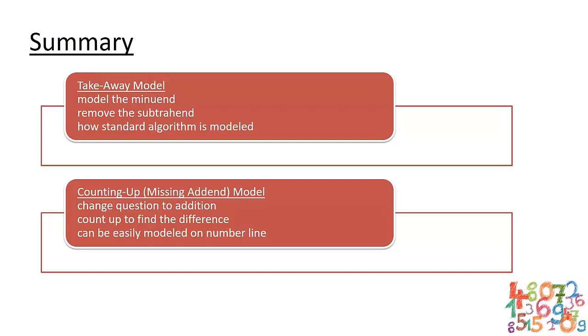This slide has a quick summary of the two different models. The takeaway model fits really nicely with the standard algorithm. On the other hand, the counting up model tends to lend itself nicely to the number line. So my advice is to choose a model that works for your students, given the situation that you're working with.